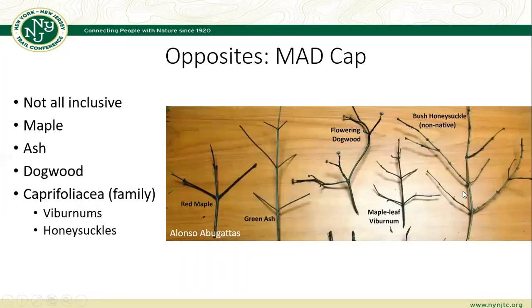And it's important to know the difference between alternate and opposite, because there are far fewer opposite plants than alternate. So if you're trying to identify a plant and you see that it has opposite leaves, it really narrows down what it could be. So a little acronym that you could try to remember is MADCAP. It's not all-inclusive, but MAD stands for maple, ash, and dogwood, and Caprifoliaceae is a family that includes viburnums and honeysuckles. So these are all opposite plants that you'll find around here.